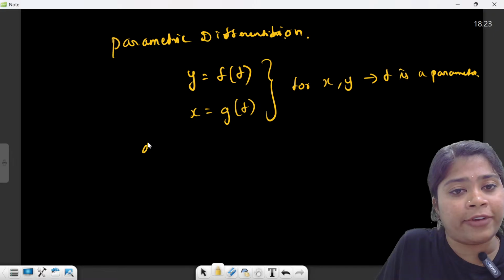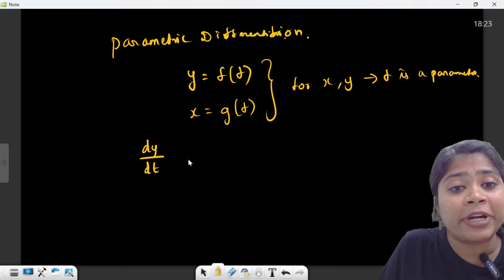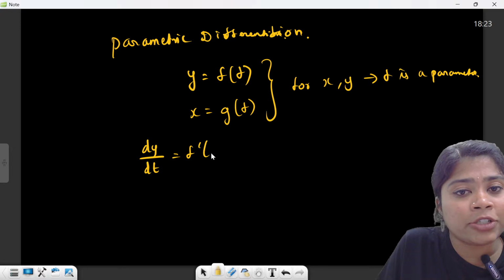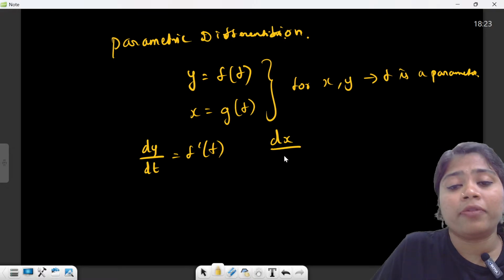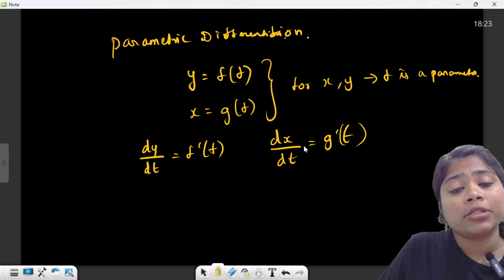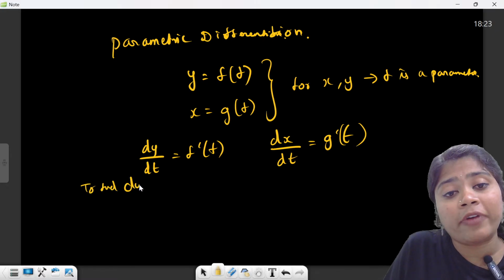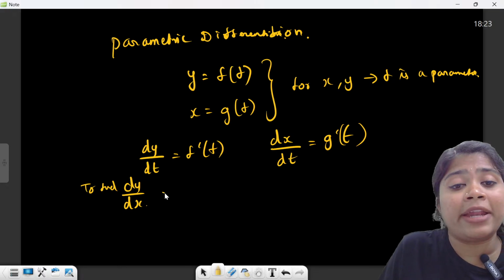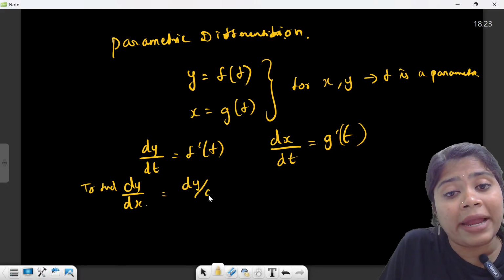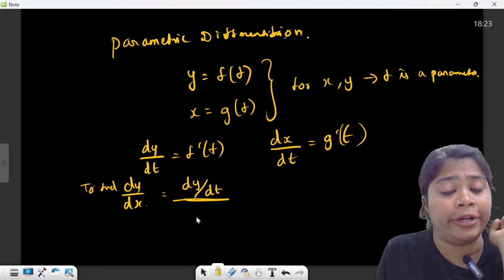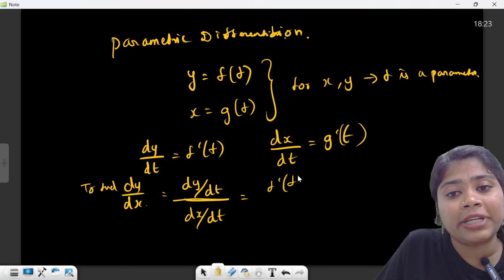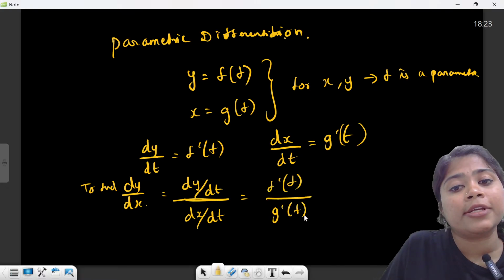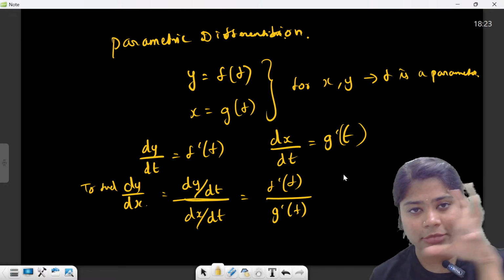So if I want to differentiate y, I can differentiate with respect to t only. So that is f dash of t. If I want to differentiate x with respect to t, that is g dash of t. So how to find dy by dx? dy by dx is nothing but dy by dt in the numerator, dx by dt in the denominator, which is equal to f dash of t by g dash of t. So this is how you do parametric differentiation.